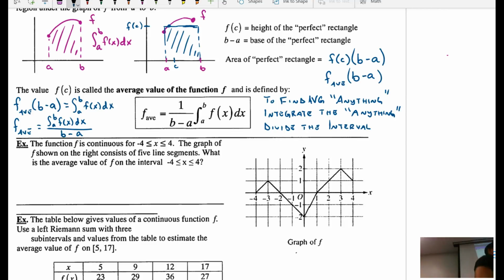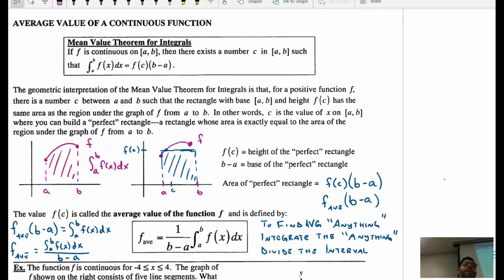What we're doing here, if we wanted to find an average grade, then we would sum up all our grades and we divide by the number of grades. That's how you find an average. Well, here we're summing up all the y values and we're dividing by the size of the interval. So essentially we're doing the same thing there as well. If we want to find average velocity, we integrate velocity, we divide by the interval. If we want to find average temperature, integrate temperature, divide by the interval. If we want to find average anything, we integrate the anything, we divide by the interval.